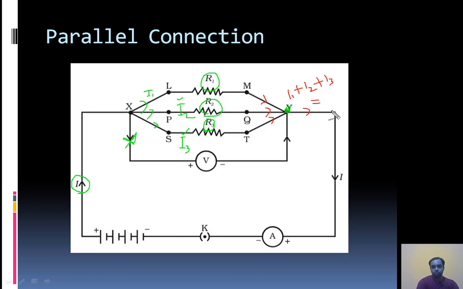So this current I is again coming back. Now this current I will pass through the ammeter and come and end here at the battery. Okay, so this is parallel connection. In series connection, we were measuring voltage, that is V equal to V1 plus V2 plus V3 plus V4 respectively, as per the number of resistors. But in case of parallel connection, I equals I1 plus I2 plus I3 like that.